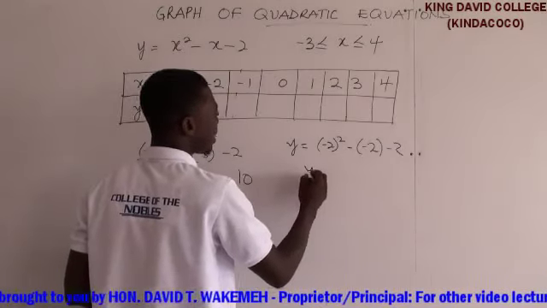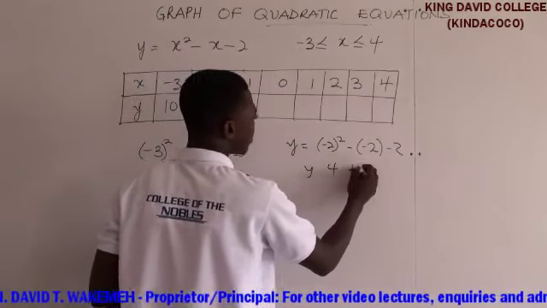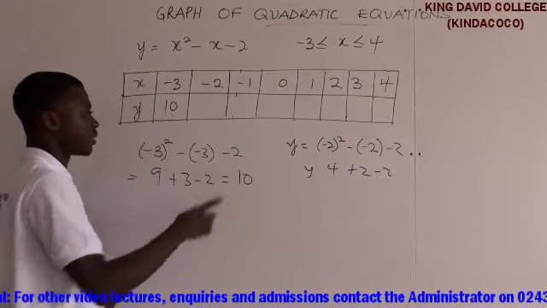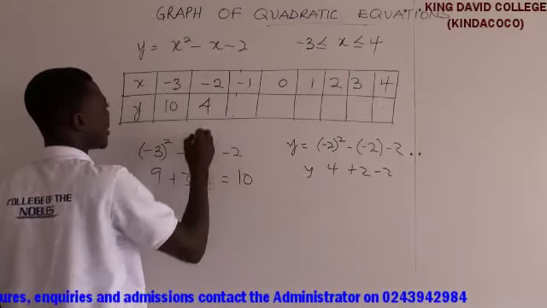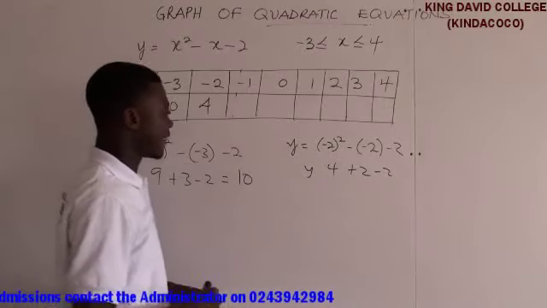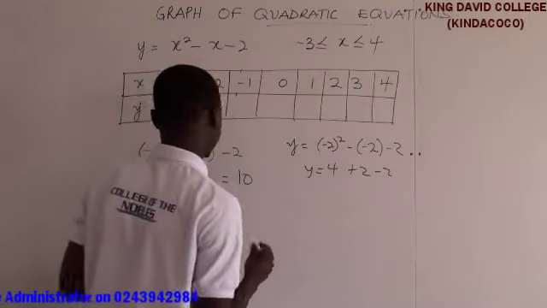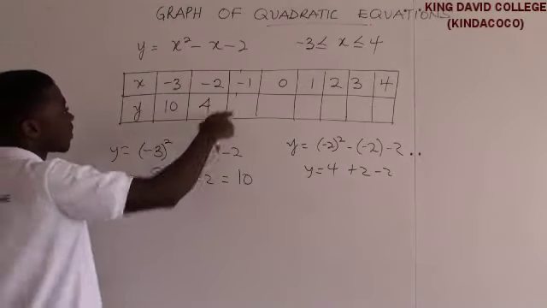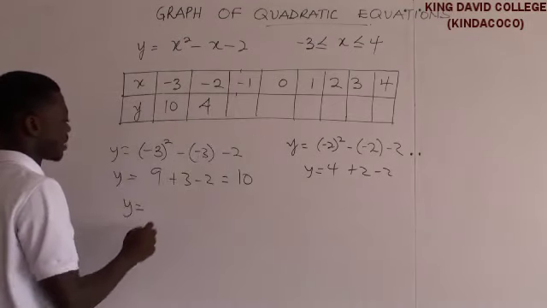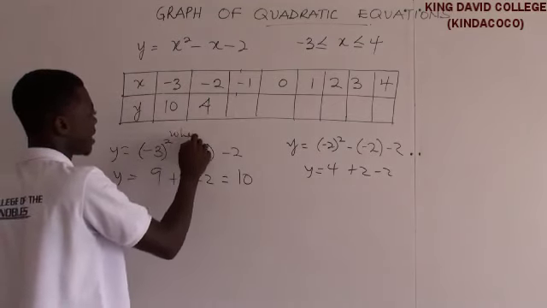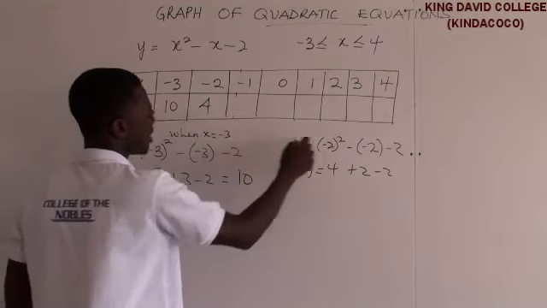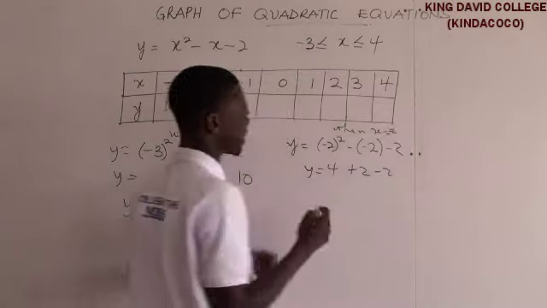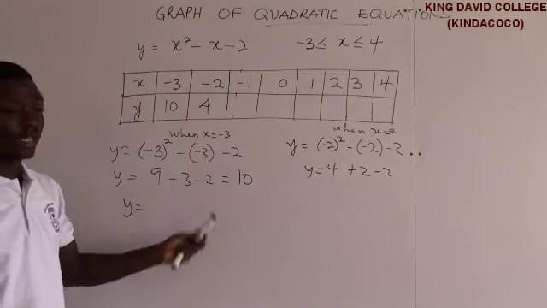So this y is going to be 4 plus 2 minus 2, and that is going to be what? 4, right? That is going to be 4. So my next value is 4, and then we go on to say this is y. So the other one, when x is -1. Here you can just write when x is equal to -3, when x is equal to -2, like that. Just label it for them to know this is what you are dealing with.